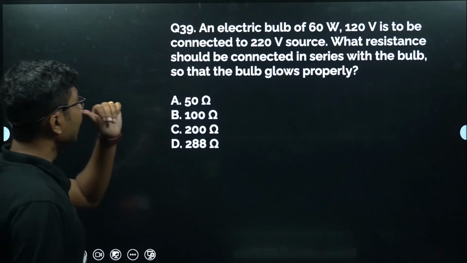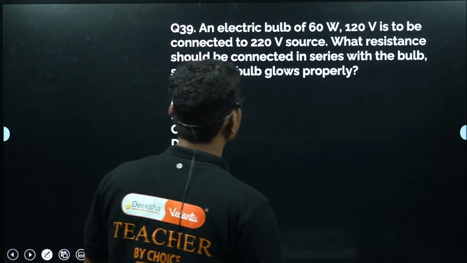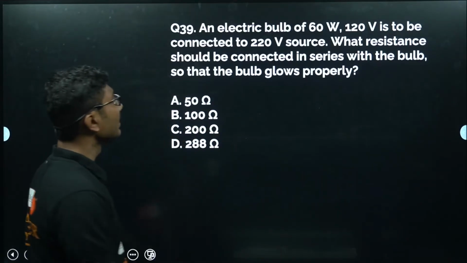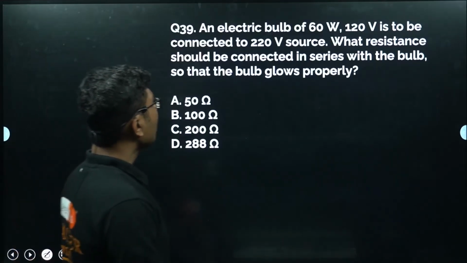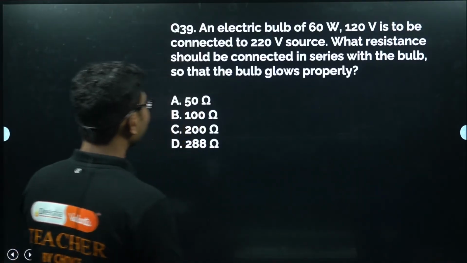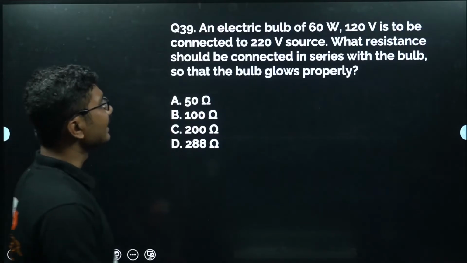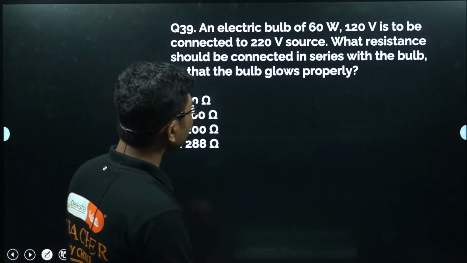The electric bulb of 60 watt 120 volt is to be connected to a 220 volt source. What resistance should be connected in series with the bulb so that the bulb glows properly?